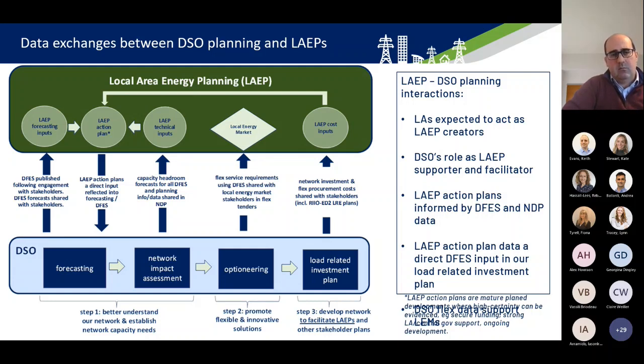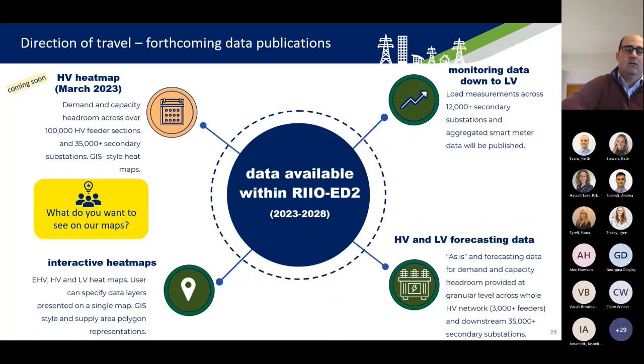The other thing that is important around local area energy plans is that through the flexibility services that we publish, we help support and establish local energy markets. So we give the opportunity for local stakeholders to provide this flexibility and get revenues. And at the same time, this helps us reduce the bills for our customers because we can release the required capacity at a reduced cost. So what's the direction of travel around forecasting and planning data?